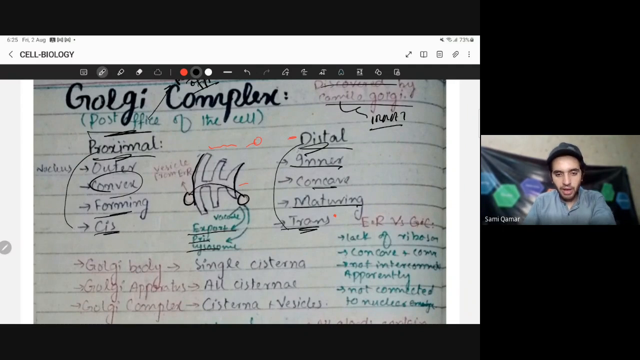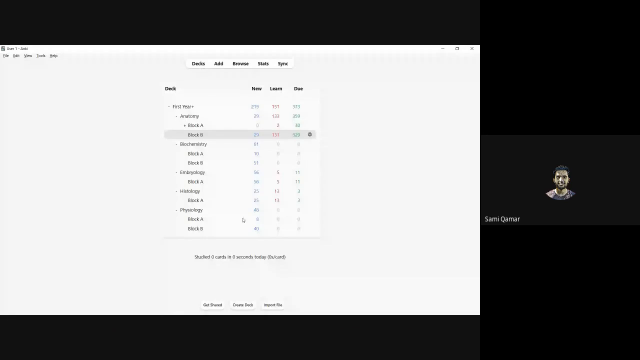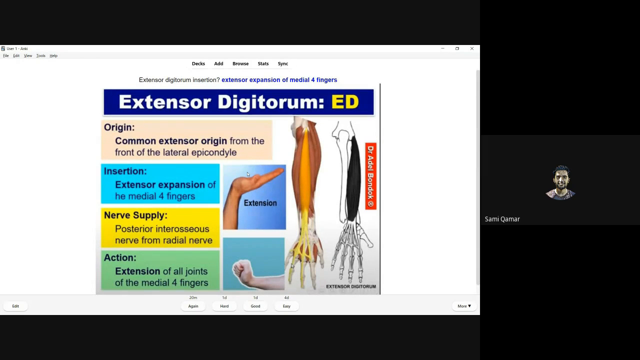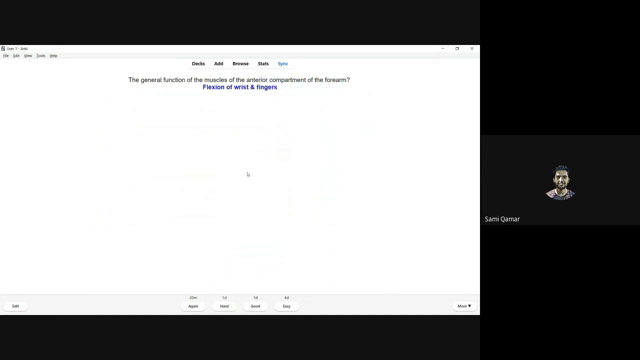So let me show you my flashcards. You might think I'm flexing, but I'm not. See here, these are all the flashcards I have for my anatomy. This is the block B anatomy. There are like 500 to 600 cards in it. So see here, we have to study like this. This is extensor digitorum muscle. These are the muscles in it, and you have to memorize all these things.